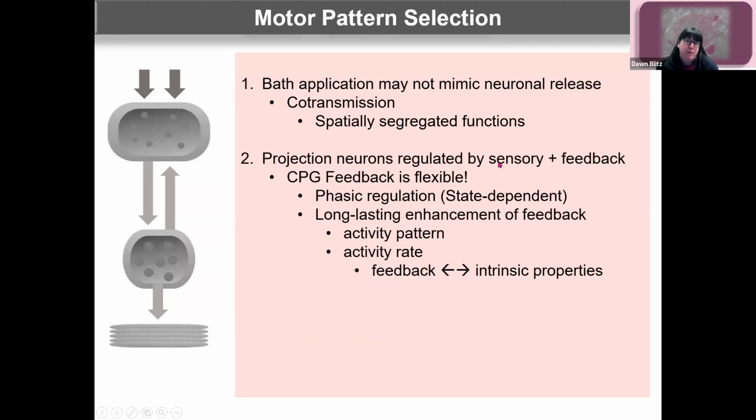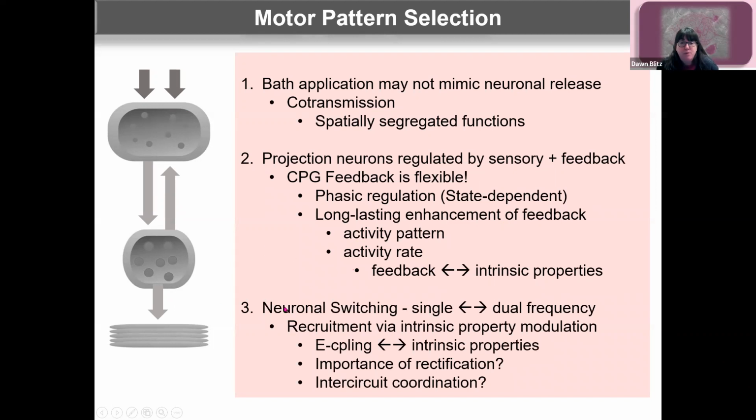Projection neurons are regulated by sensory input, of course, but also the CPG feedback, which is flexible. And that can include a phasic regulation in a state-dependent manner. Long-lasting enhancement of feedback can regulate the pattern and the rate of projection neuron activity through feedback interacting with intrinsic properties. And I think this all goes to show that inputs to the projection neurons may have generic effects, but the individualized actions may have more to do with regulating the feedback connections.